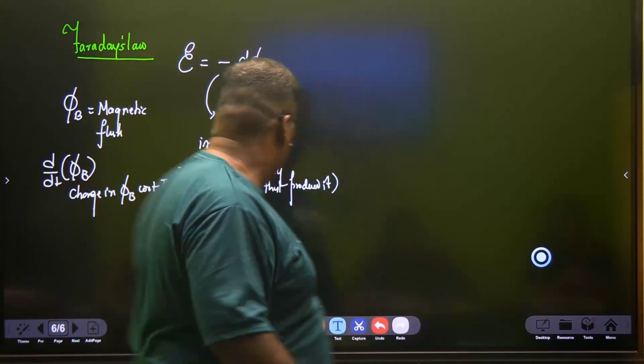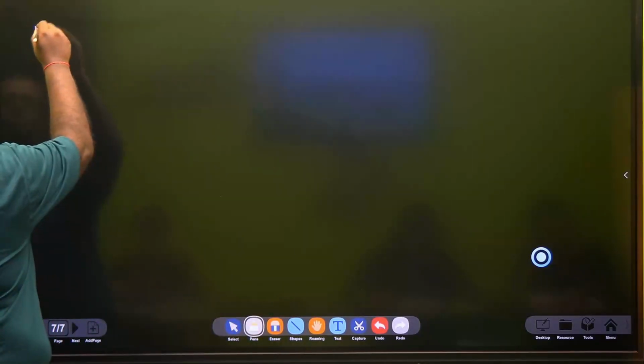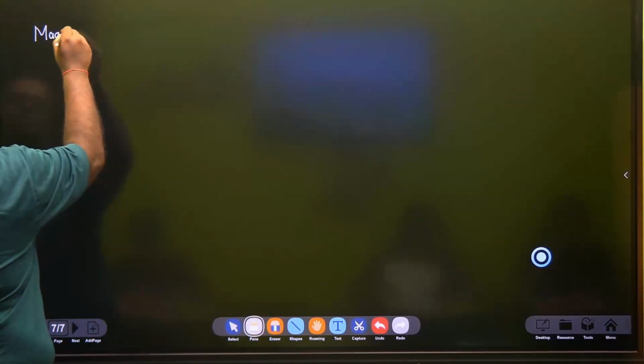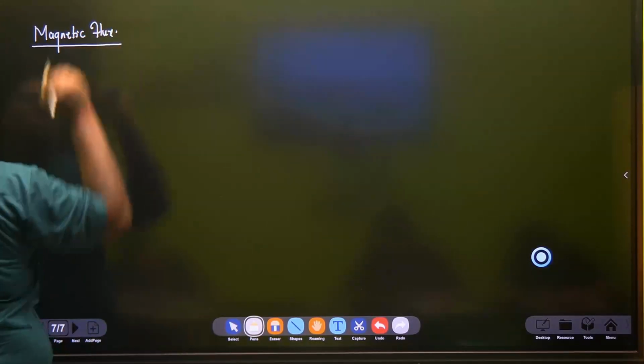So our time now to get into something which is known as the magnetic flux. Let us understand what is magnetic flux, and with very easy examples. We won't define anything. We'll just see some examples. Magnetic flux.